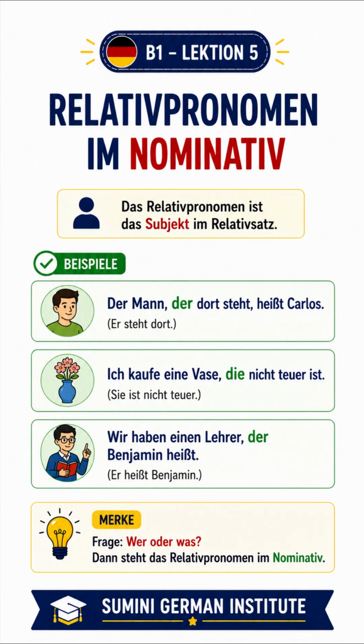Example, der Mann, der dort steht, heißt Carlos. The man who is standing there is called Carlos. Ask yourself, who is standing there? The man. Since the relative pronoun is doing the action inside the relative clause, it is the subject. Another example, ich kaufe eine Vase, die nicht teuer ist. I am buying a vase that is not expensive. Who is not expensive? The vase. Again, the relative pronoun is the subject. Therefore, we use the nominative form.